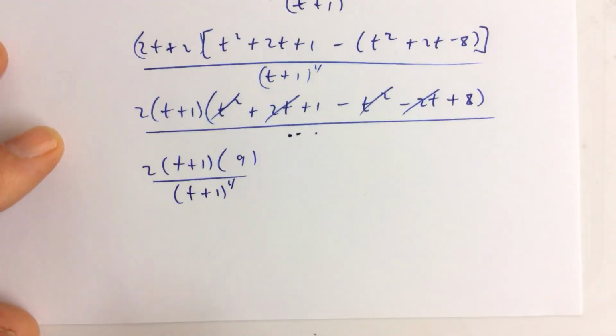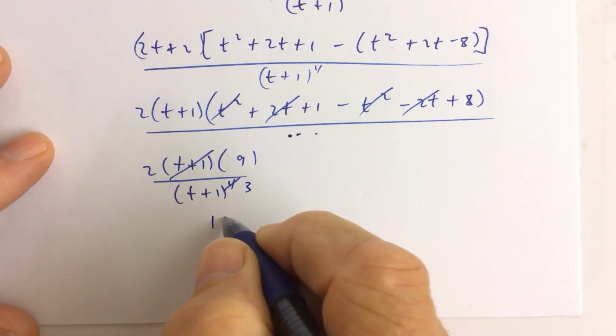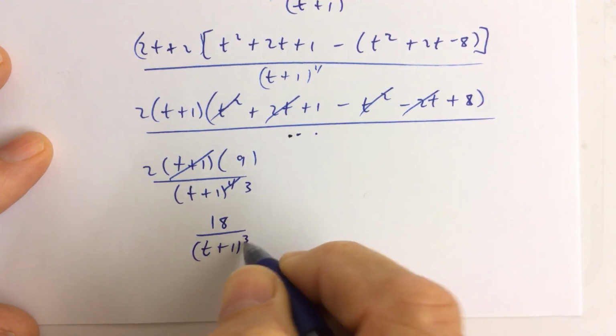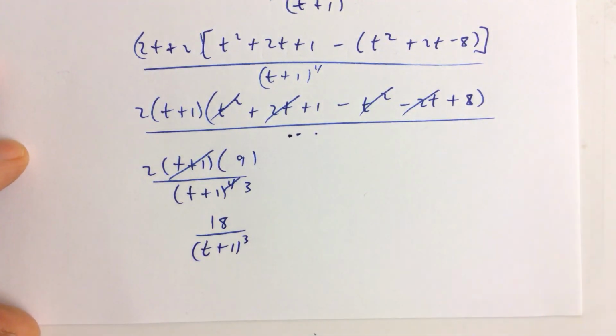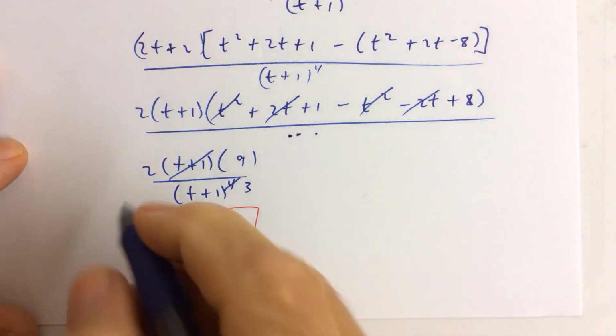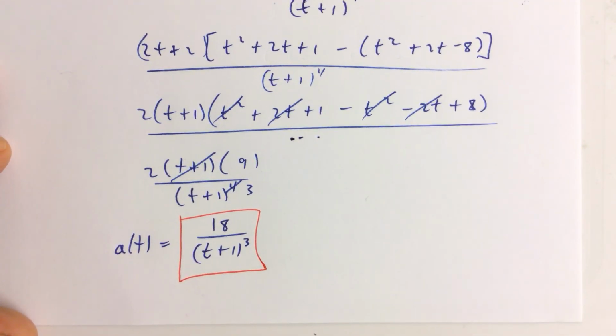And then I can cancel one of those t plus 1s. So I have 18 over t plus 1 cubed. So that expression right there, that's the expression for the acceleration. So that's acceleration as a function of t. So now we have that, and I will proceed in the next video with the rest of the problem.